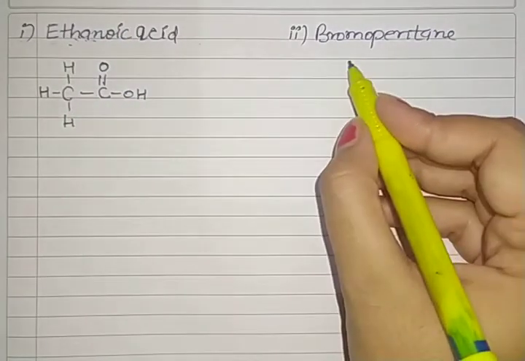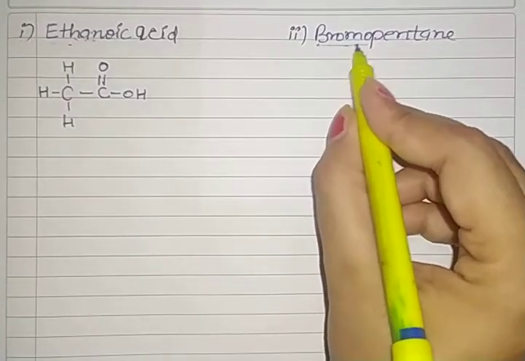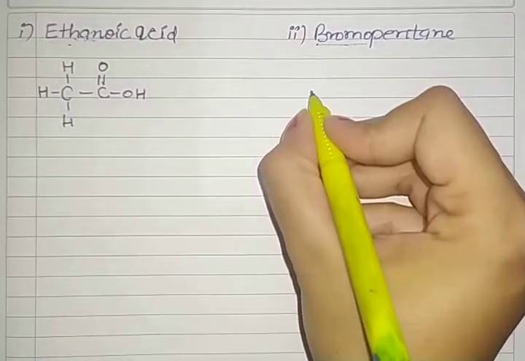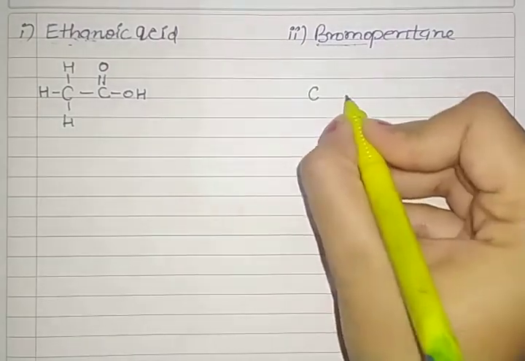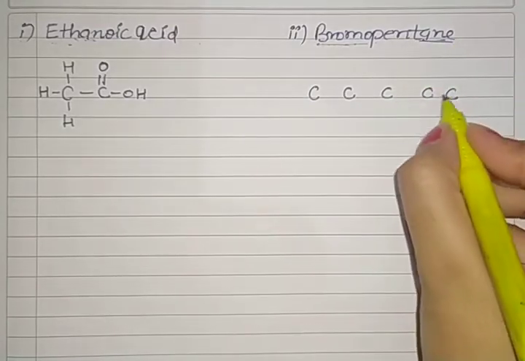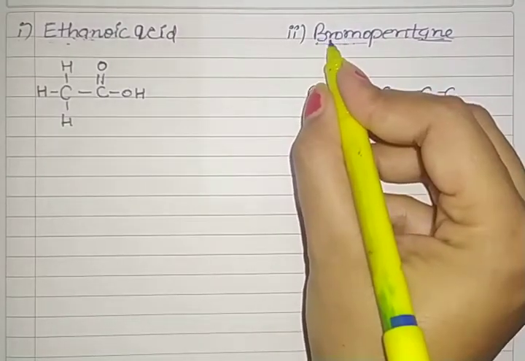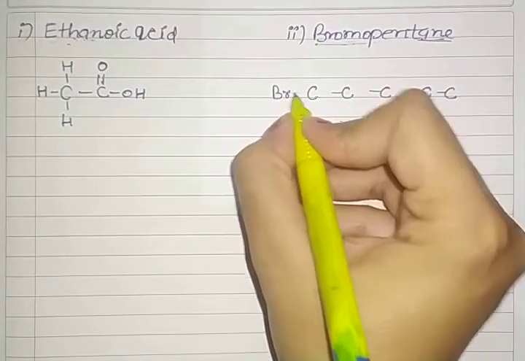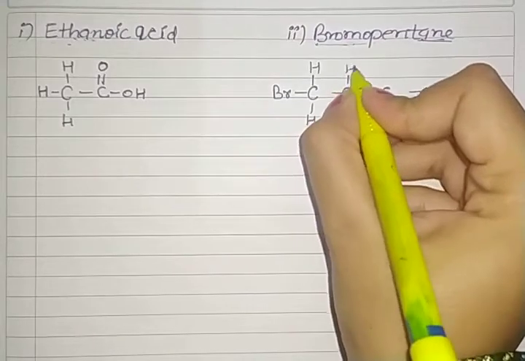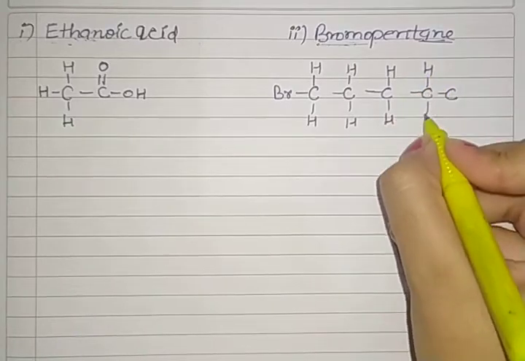Clear? The next example we have is bromopentane. Here the substituent attached is bromo, which means at first position in the pentane, bromo is attached. For pent, we first write 5 carbons, 1, 2, 3, 4 and 5. Ane means everywhere a single bond is present. Clear? Now as I am saying bromo, at first position I am writing Br. Br means bromo. After that, complete the valency of all the carbons. So this is the structure for bromopentane.